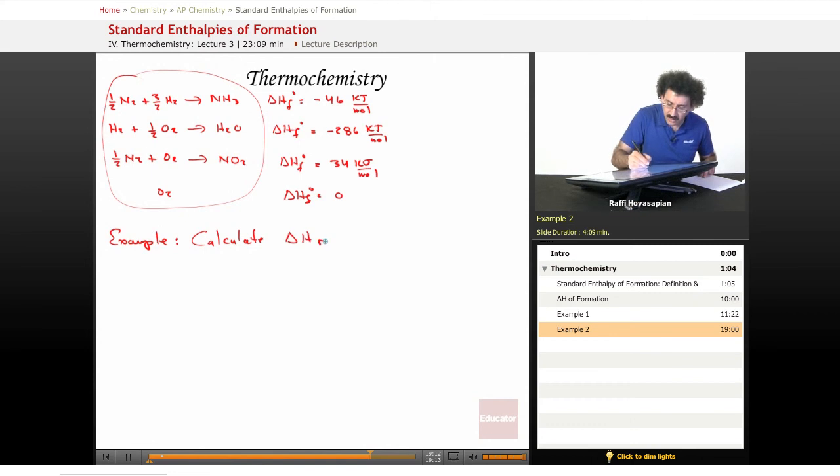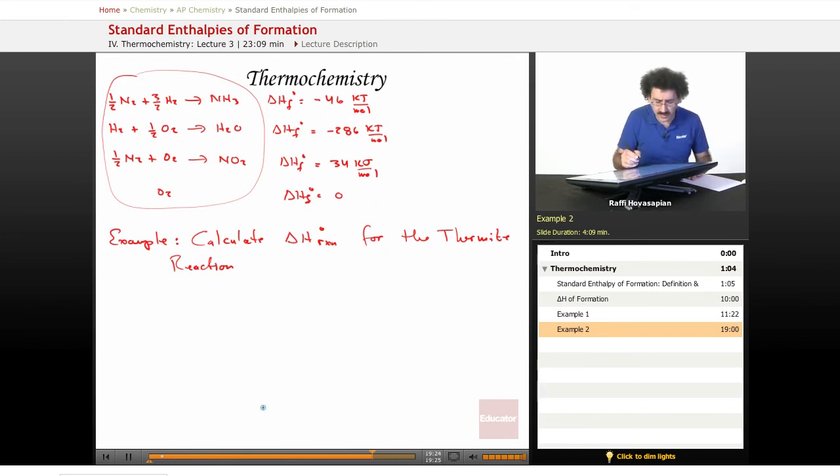Calculate the delta H of reaction standard for the thermite reaction. Thermite. For those of you who don't know about thermite, it's a very, very powerful reaction. Well, we'll find out in a minute as far as the delta H, if it's positive or negative.